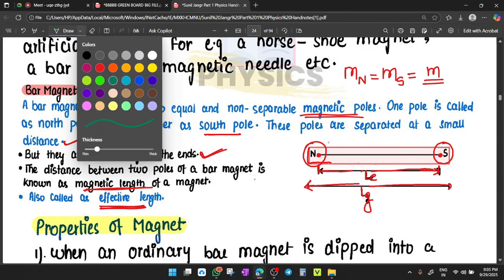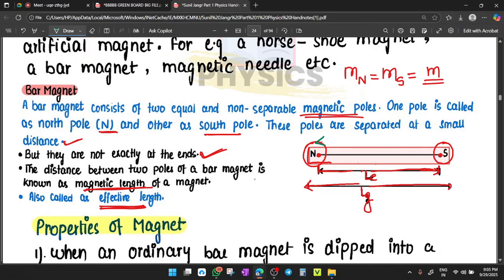Now see, the length between two poles is considered as 2L. For ease of our calculation, we consider it as 2 into a small l. There would be a center, considered as O. Half of the length is l and the other half is also l, giving a sum of 2l. So the total length between north and south pole is considered as 2l for ease of calculation.